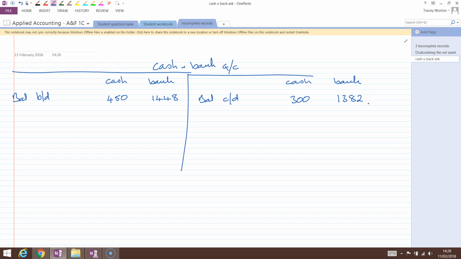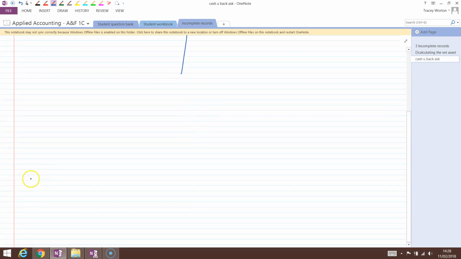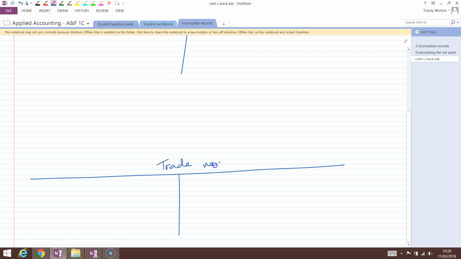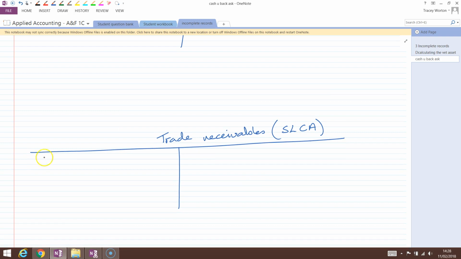So then we need to carry on and open up our trade receivables and trade payables account. Again, leave yourself plenty of room just in case. So I want a trade receivables. So remember, this is your sales ledger control account. So it's your customers that owe you money. So the opening balance will be a debit as being an asset. So the balance brought down would be 6,387 and the closing balance would sit on the credit side as a balance to carry down to next period of 7221.